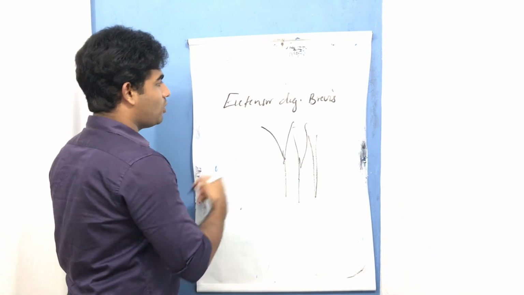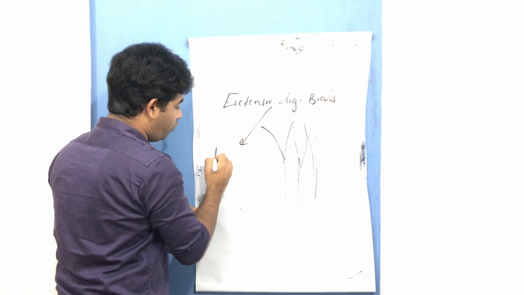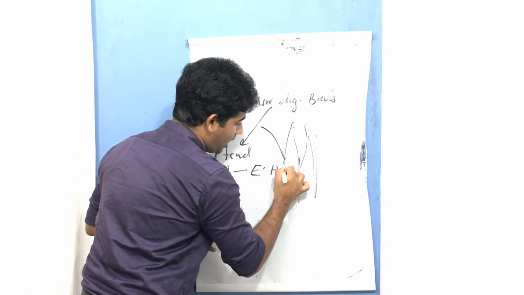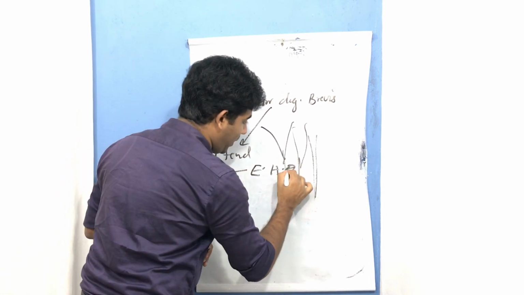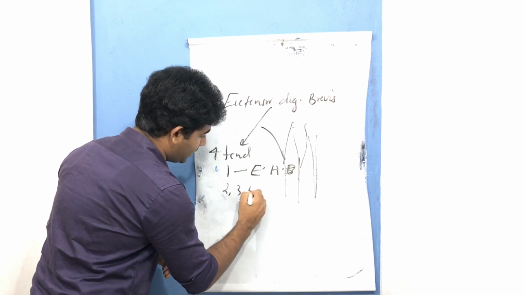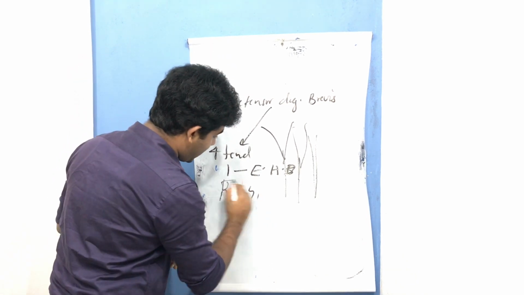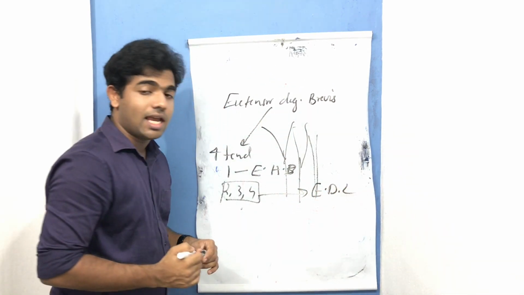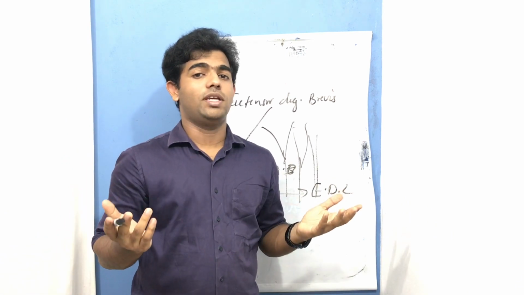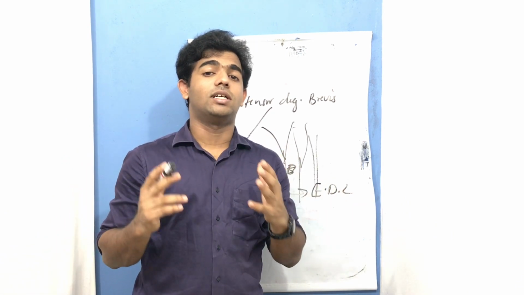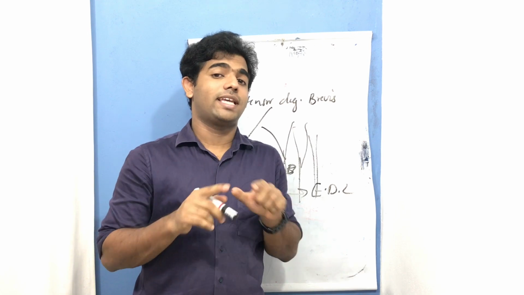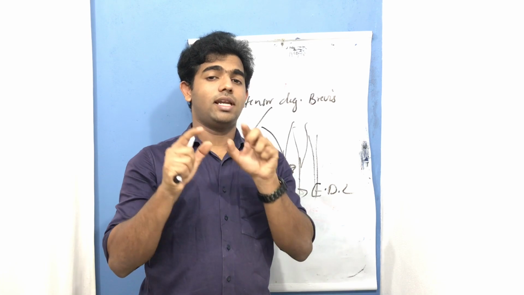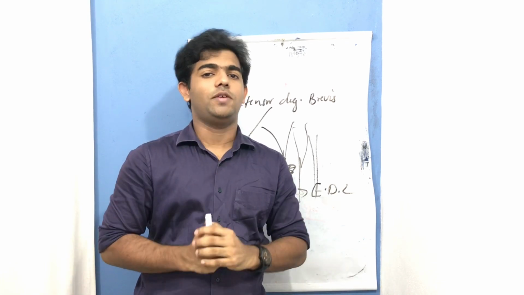So extensor digitorum brevis has four tendons. The first tendon of this muscle is known as extensor hallucis brevis, that is inserted into your big toe. The second, third and fourth tendons come together with the extensor digitorum longus tendon and are inserted into the base of the second, third and fourth digits, and that forms a common structure known as the dorsal extensor expansion of the foot.